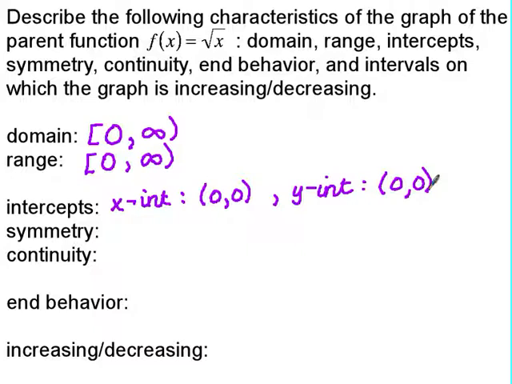Let's look at symmetry. Does this graph have x-axis symmetry? So if you fold it on the x-axis, does it fold on itself? Nope. What about y-axis? Nope. What about origin? None. So this one has no symmetry.